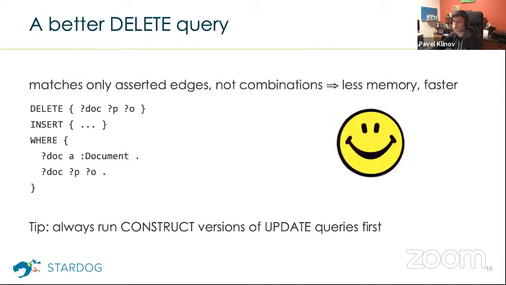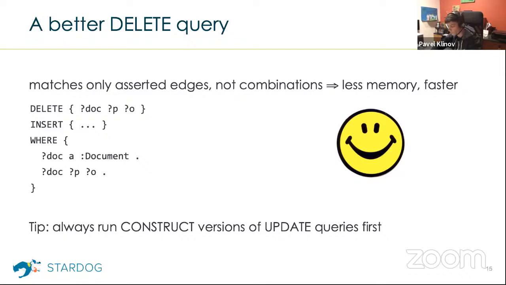Instead, what should be done here is the query should just return asserted edges, all asserted edges for each document, and then pass that to the delete template. There will be no combinatorial explosion here. It will use a lot less memory. It will be faster. That's the right way of doing it.